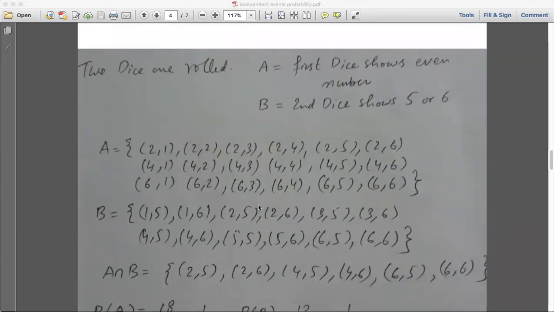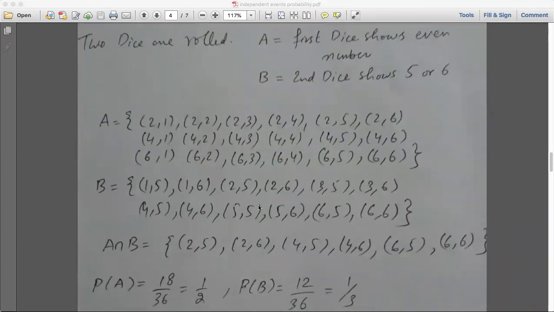Okay, we have another example. In this example, two dice are rolled. इसी तरह से हमारे पास टू डाइस होंगे, रोल किया जाएगा उनको. I think this is the same example as we have already learned previously. The sample space is same but the events A and B are different.